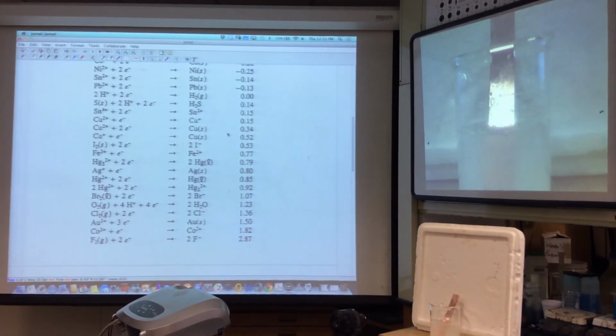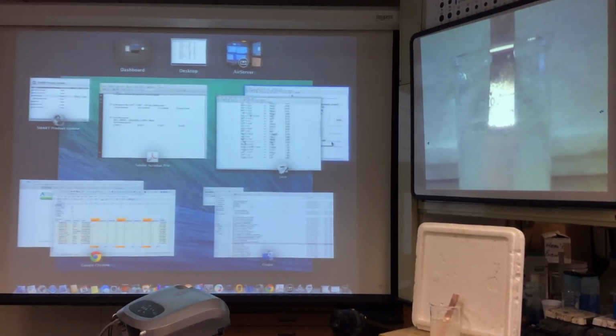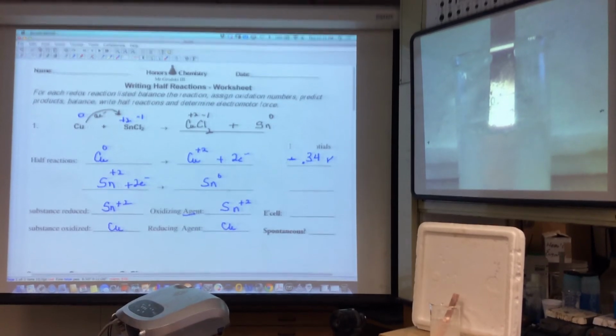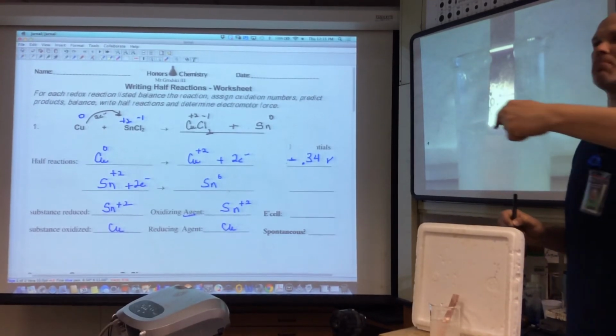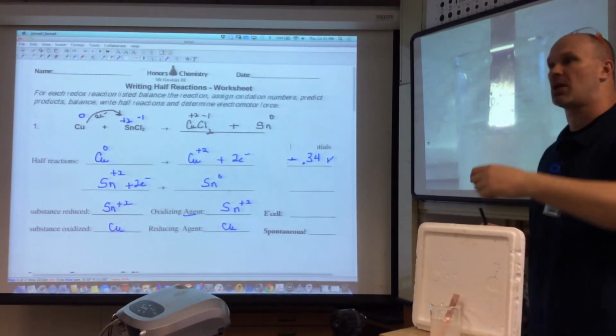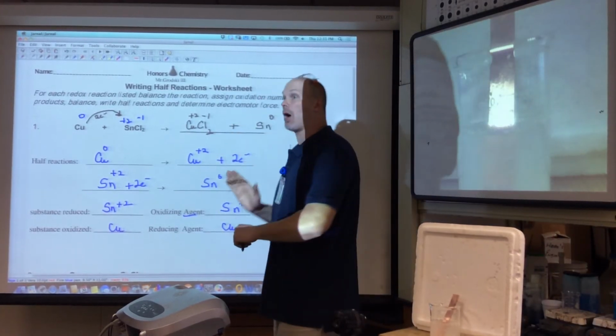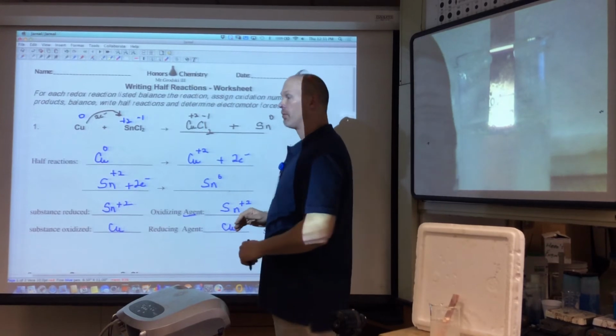Put it next to it: negative 0.34 volts. What does negative mean? It doesn't like to do that. That's the energy you have to put in to make it happen. It's not spontaneous. You're trying to climb. You're trying to ride a boat up a waterfall.